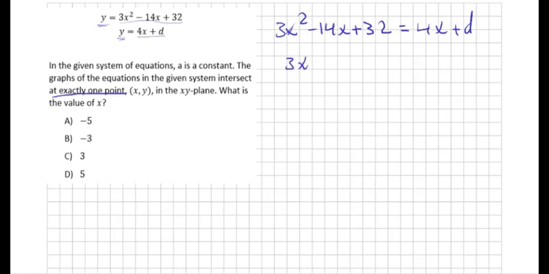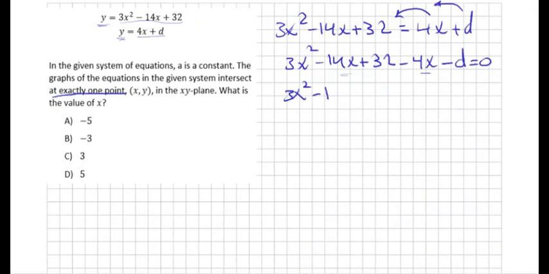So here 3x squared minus 14x plus 32. And we move 4x and d to be negative 4x and then minus d is equal to 0. We can also combine the like terms. So we have 3x squared, and minus 14x and minus 4x equals negative 18x. And then we write plus 32 minus d equals 0.